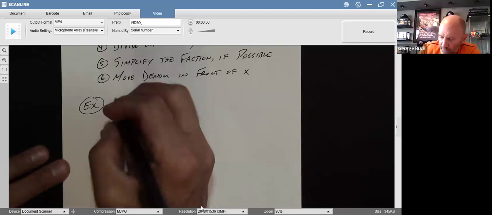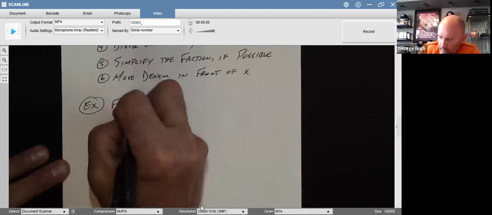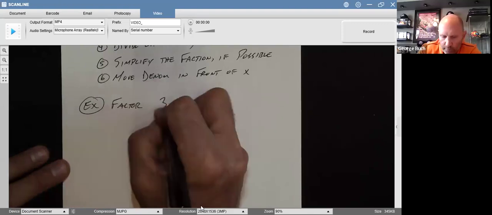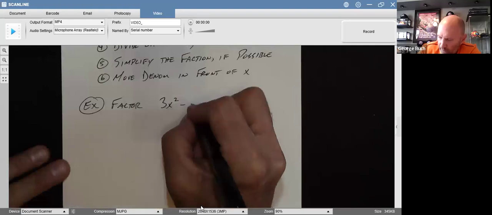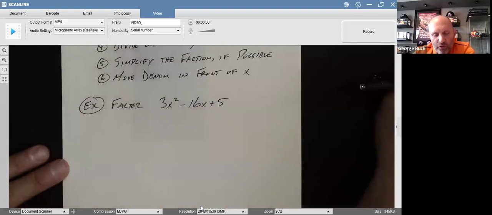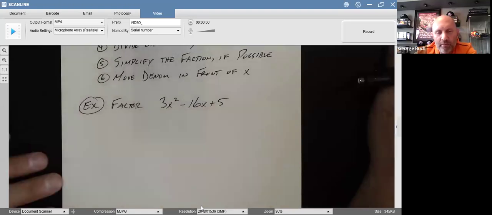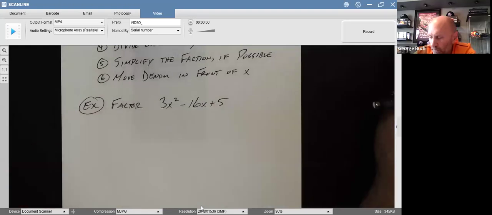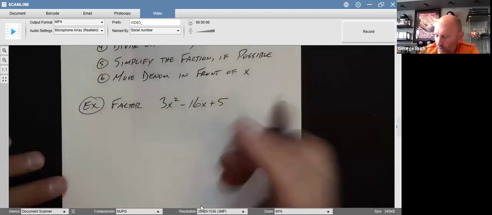Let's say I want to factor 3x squared minus 16x plus 5. Maybe we can do this by guess and check, but maybe we're having an off day and it's like, man, I just can't come up with the numbers to get this. So we're going to do bottoms up.